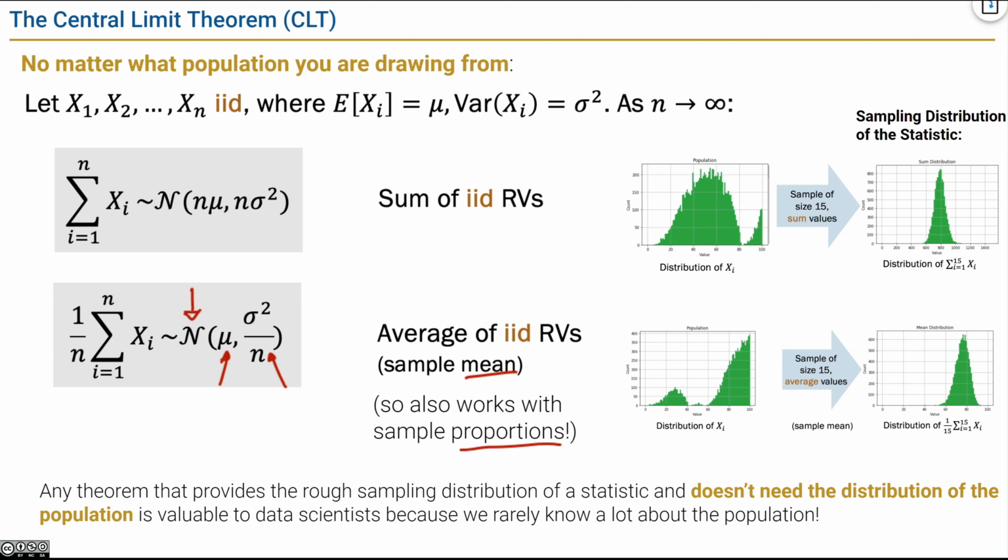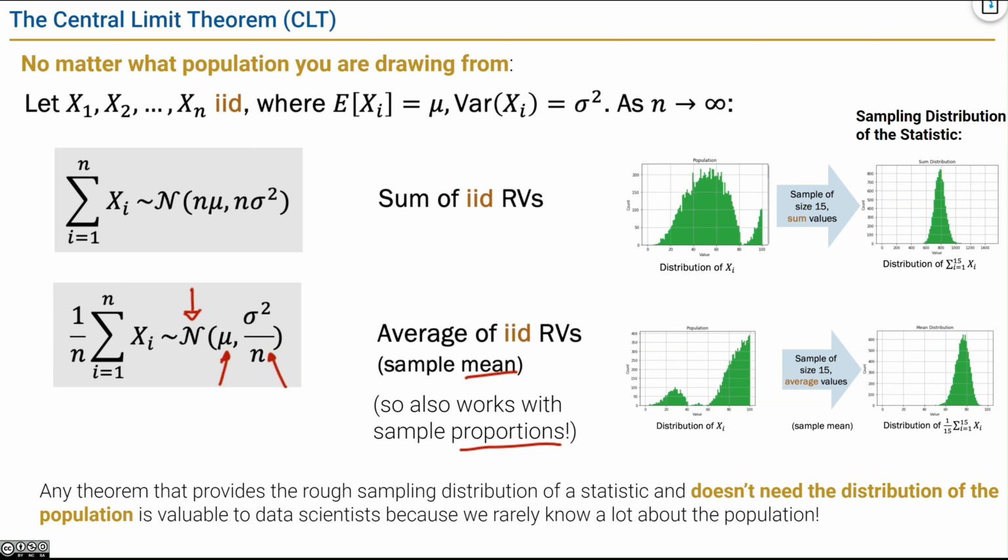Why is this so useful? Well, really, this is a theorem that's providing a sampling distribution of a statistic where we don't need to know the distribution of the population. And we rarely know a lot about the population. So this is gold to have this theory.